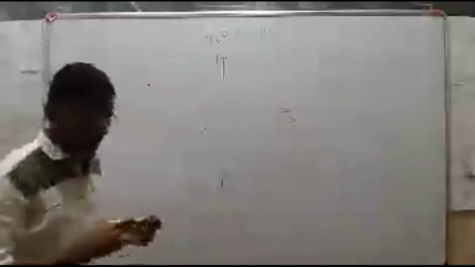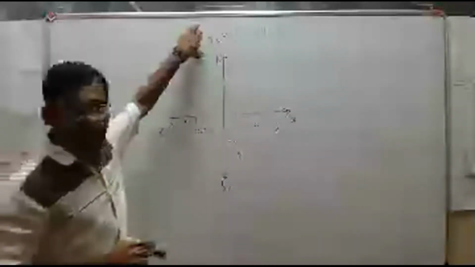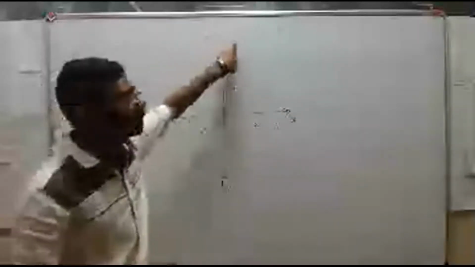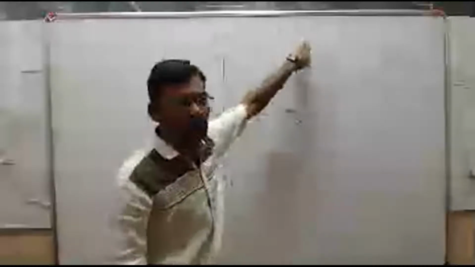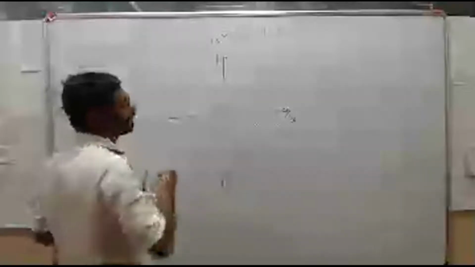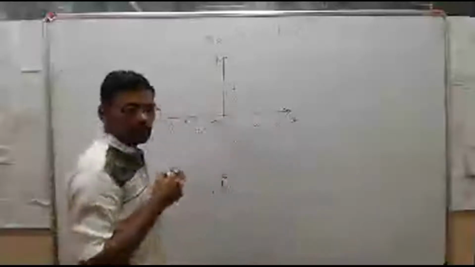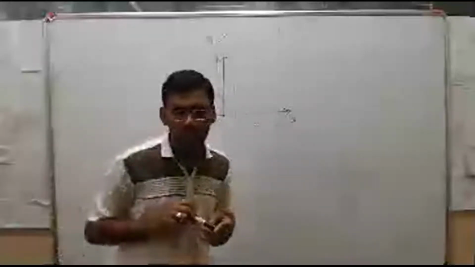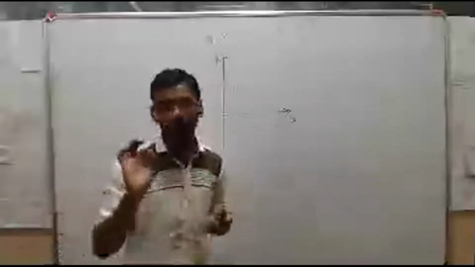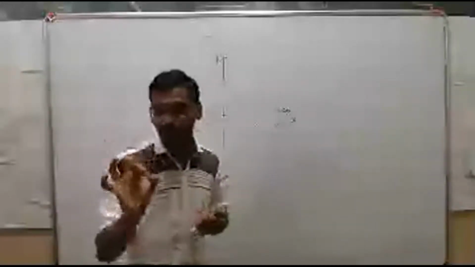Okay, the coordinates of A are (0, 2). The coordinates of B are (3, 0). Here the x value is 0. Also it is very important: all of you know the coordinates of the origin are always (0, 0).